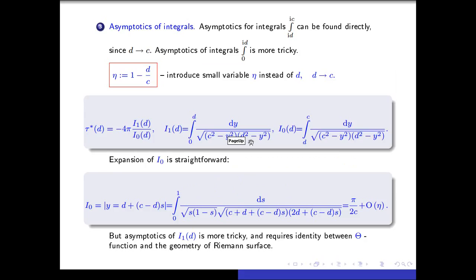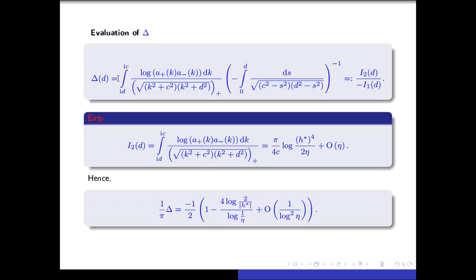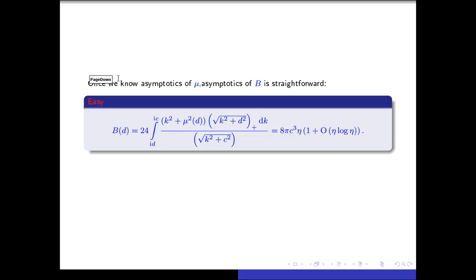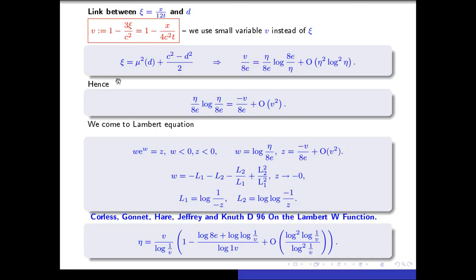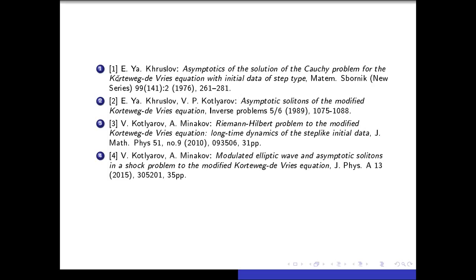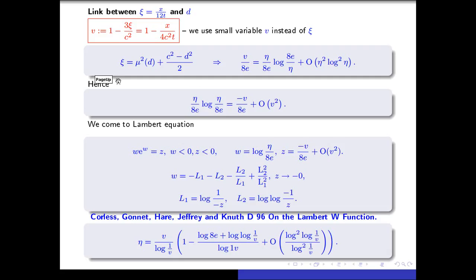Here eta is some linear combination of d, which tends to 0. And then we do a lot of technical work and find the decomposition of this elliptic wave into these asymptotic solitons.